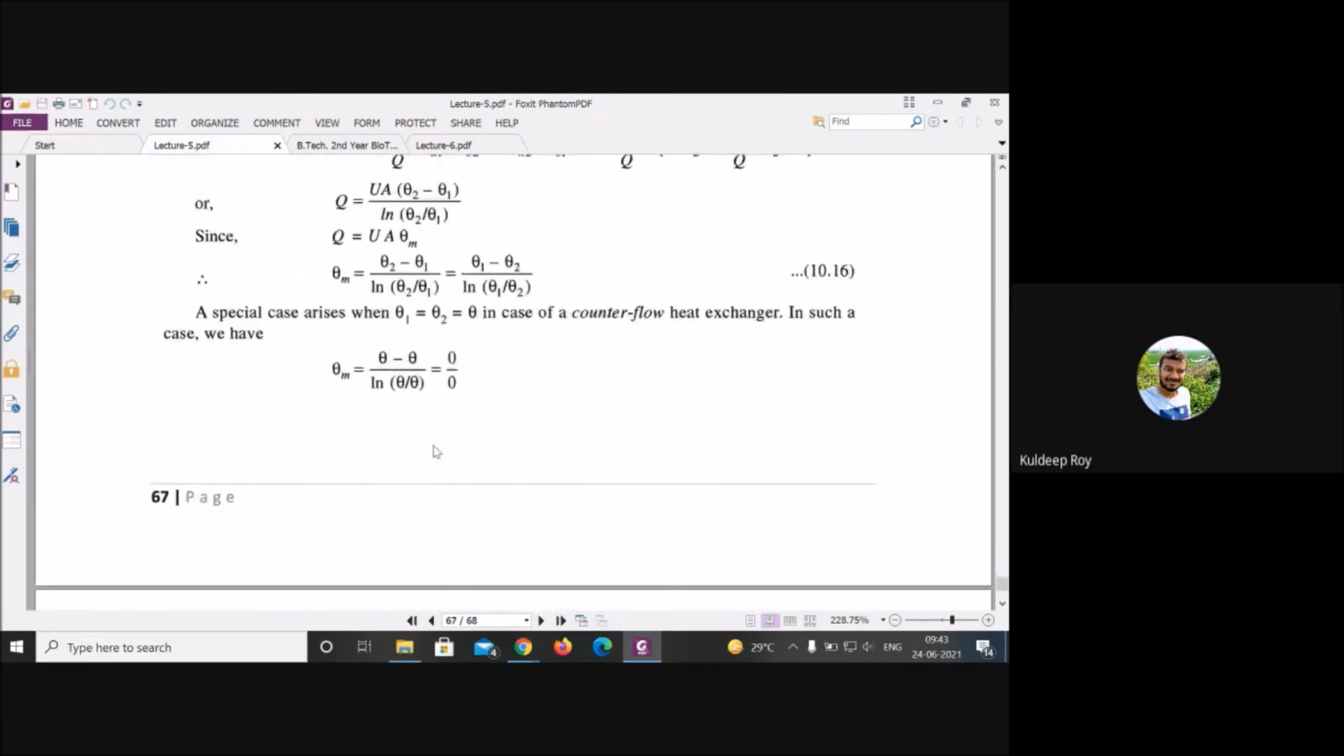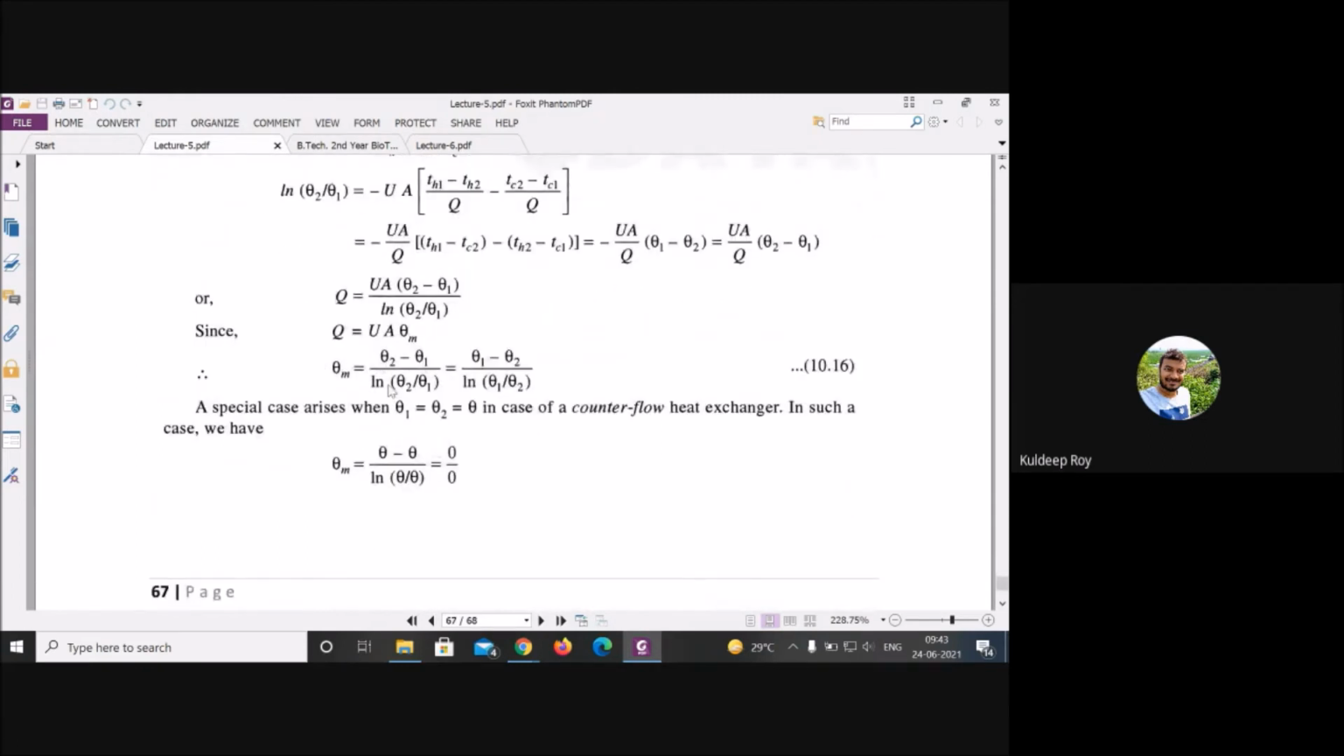For counter current, the formula is the same: theta 2 minus theta 1 divided by ln theta 2 divided by theta 1. And one more thing, as I already told, there are two approaches, arithmetic mean and logarithmic mean. Generally people use the logarithmic mean to determine the temperature difference, and by knowing this you can easily determine how much heat will flow through your heat exchanger.